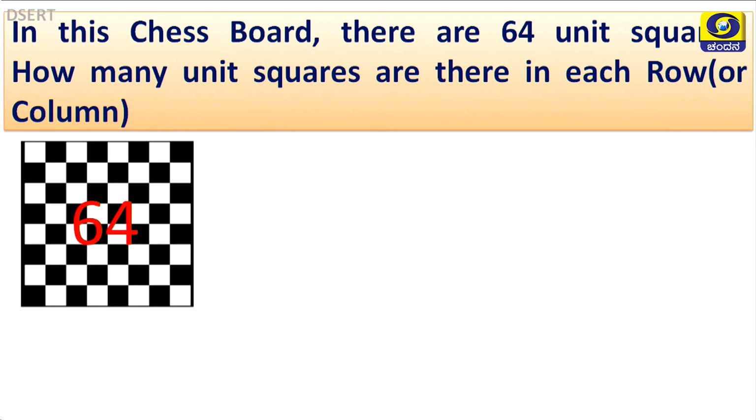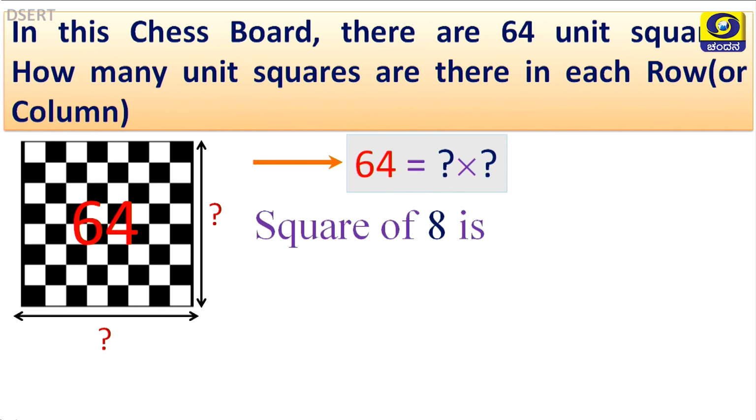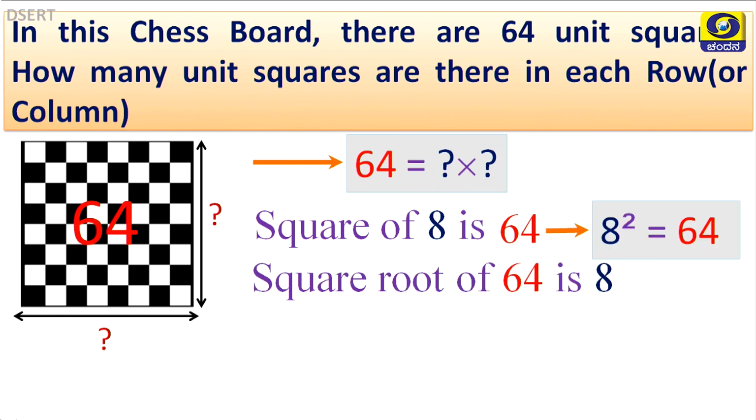In other words, the question is to find which number is multiplied by itself to get 64. 64 equals to which number into the same number? That question mark we have to find. What is the number to be placed in place of that question mark? We know that square of 8 is 64, and if we ask the same question in reverse order, 64 is square of what? 8 square is 64, therefore, square root of 64 is 8.